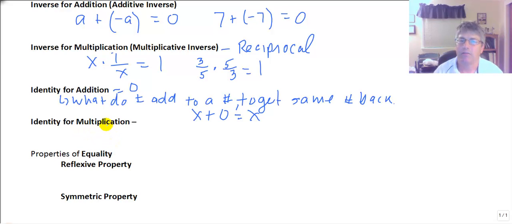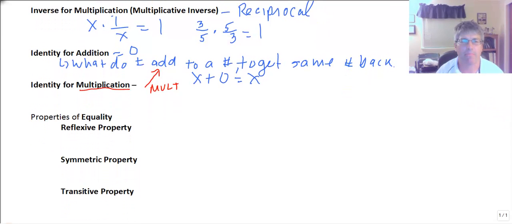So the identity for multiplication is the same thing, but instead of add, the identity for multiplication is, what do I have to multiply a number by to get that same number back? And I'll leave that one to you to see if you can figure out what the identity for multiplication is. What do I have to multiply a number by to get that same number back? And we've done that quite a bit this school year already.